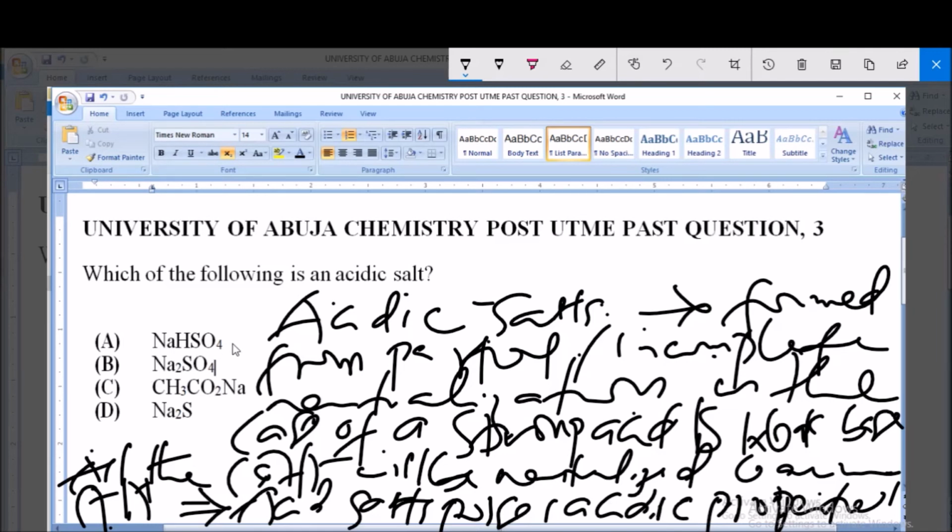Now, NaHSO4, you notice that there is a hydrogen atom here that will form a hydrogen ion when dissolved in water. Now, this doesn't have hydrogen, this doesn't have hydrogen, this doesn't have hydrogen. Now, in this particular question, option A is the correct answer. And like I said, firstly, it is a salt. Now, in some questions, you'll be given some other options that are not salt, but all these options here are salts, and this is a salt, but it has a hydrogen ion, signifying its acidic property. So option A is the correct answer.